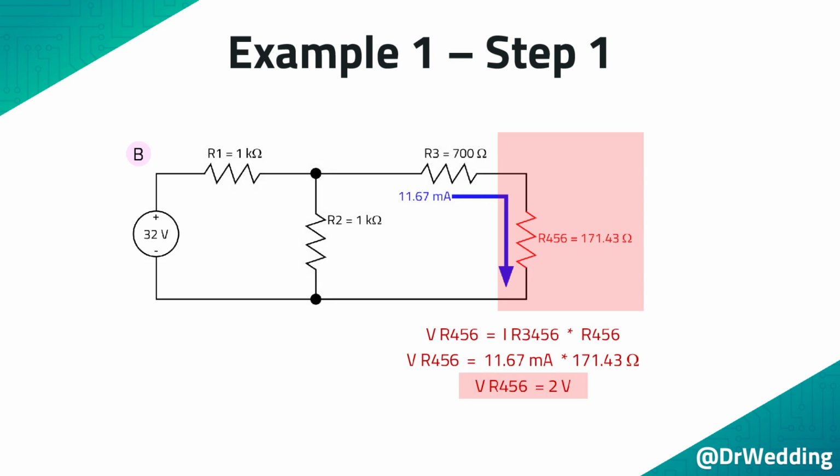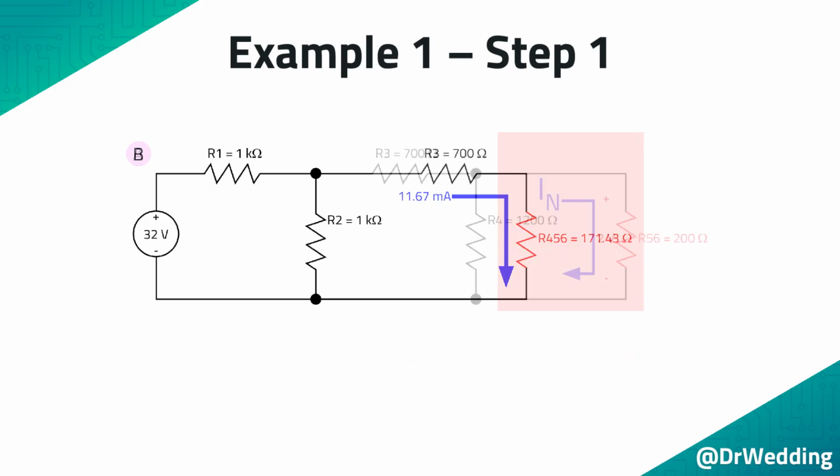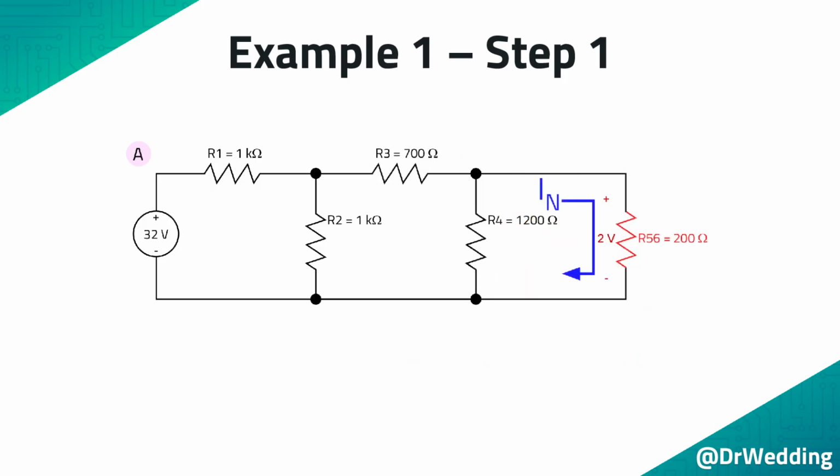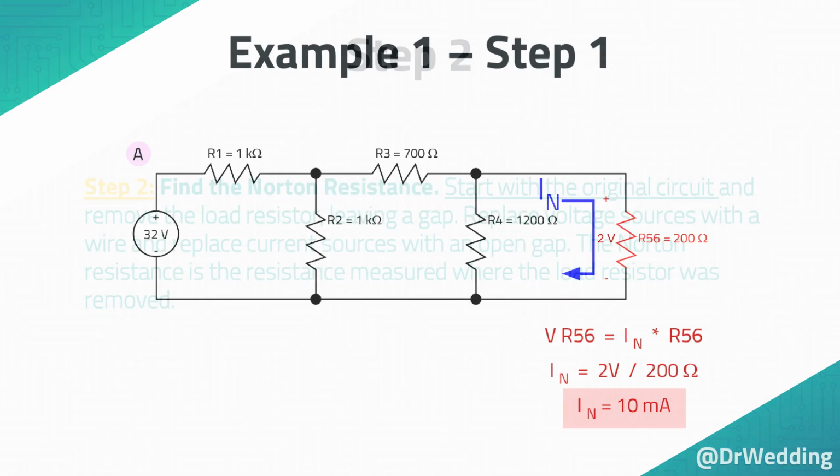The 2 volts across this resistor can be copied across the parallel resistors R4 and R5/6 in circuit A. We only care about the current in R5/6 because this is the Norton current. This value can be easily found using Ohm's law. So the Norton current for this circuit is 10 milliamps.